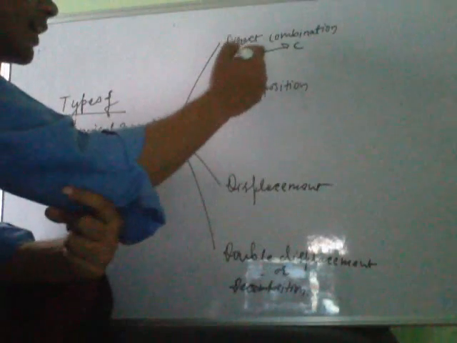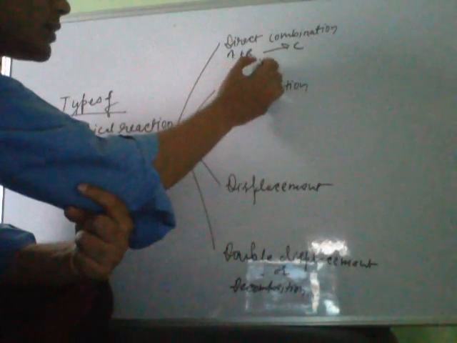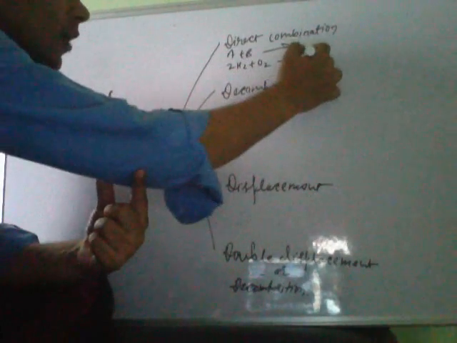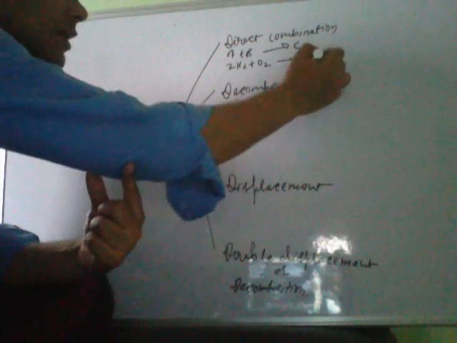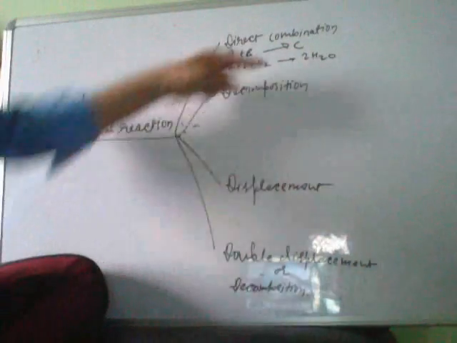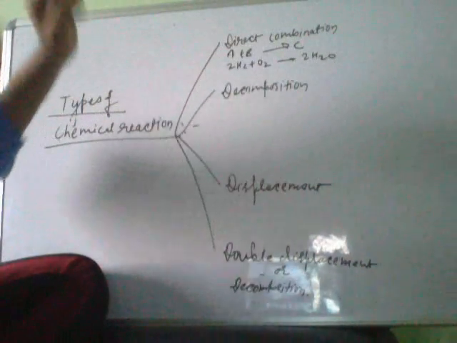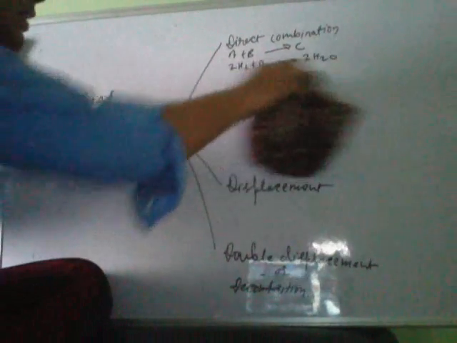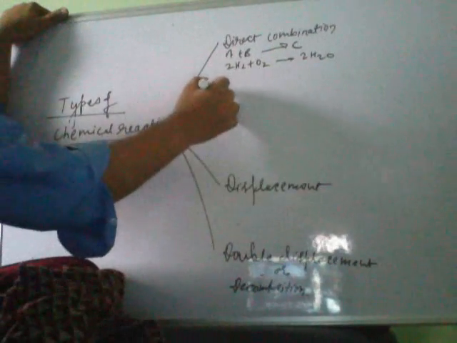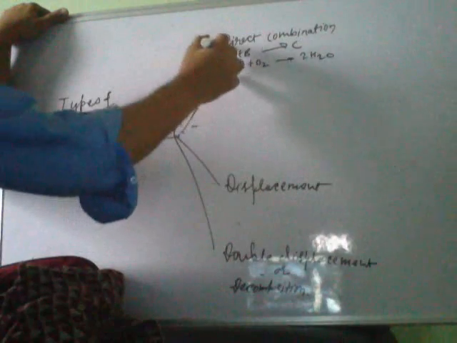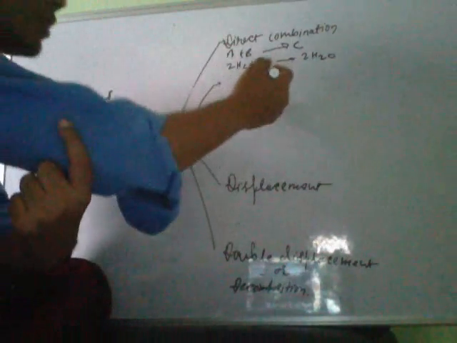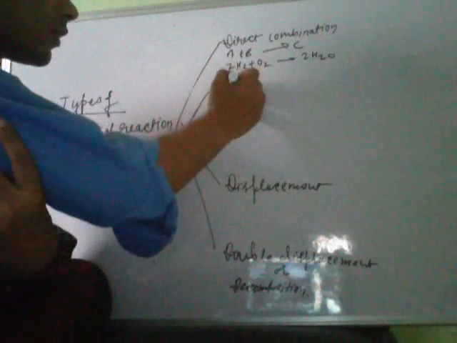When you talk about elements, H2 plus O2, taking 2 molecules, it will give 2H2O. So this is what is known as the direct combination reaction. When you come for the next one, after writing the direct combination reaction, we have to go for the case where you take an element and a compound.